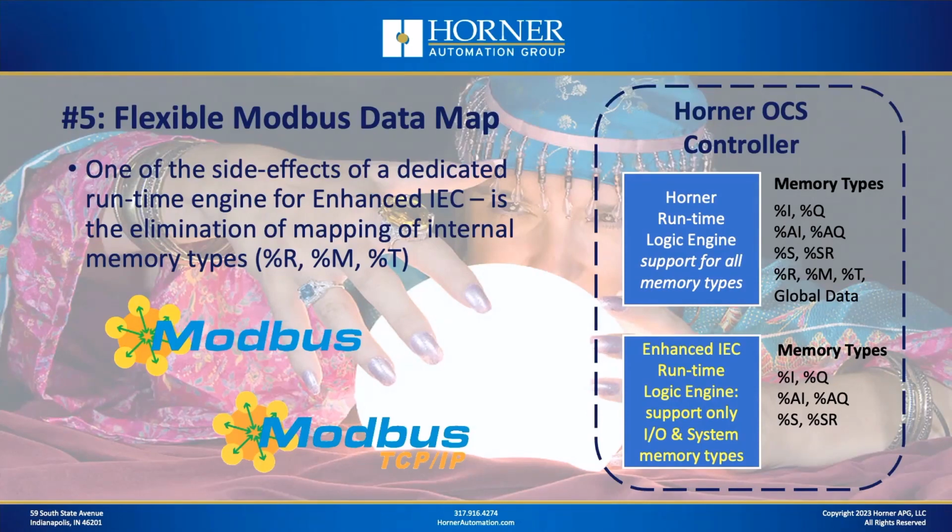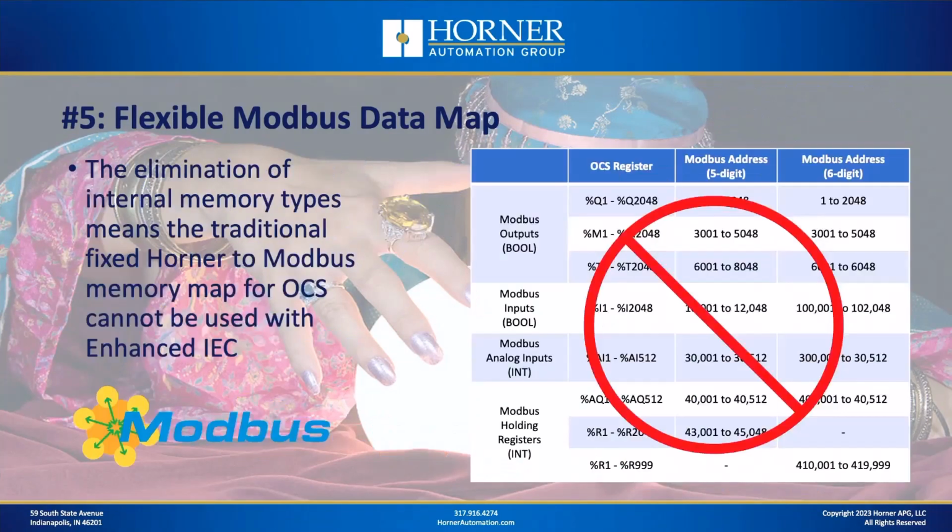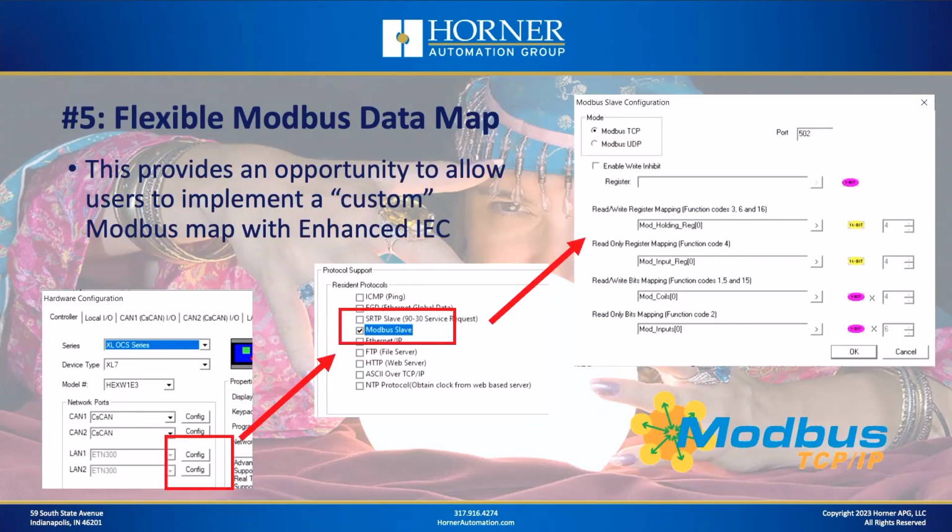And for those of you who've used Horner and Modbus before, you know that there is a standard Modbus map that we typically use that maps Horner registers over to Modbus registers. So if the R's, M's, and T's don't exist, then really we can't use that Modbus map. So instead, what we've done is we really allow the customer, the Enhanced IEC user, to make their own Modbus map, if you will. So when you go into the network configuration under either Modbus server or Modbus slave for Modbus TCP, then in addition to, of course, selecting whether you're using Modbus TCP or Modbus UDP, you now have the ability to allocate individual arrays for Modbus holding registers, Modbus input registers, for Modbus input bits, and for Modbus output coils. So the 4 primary types of Modbus data.